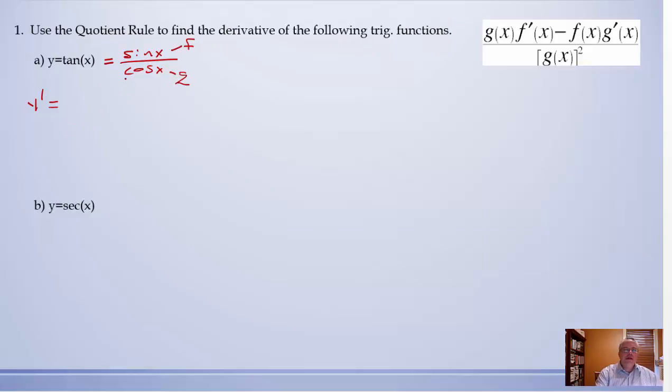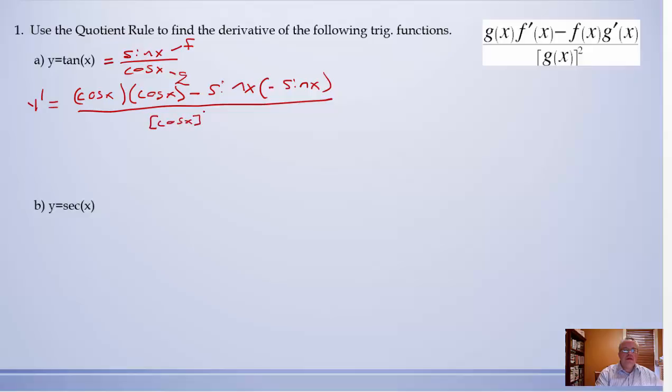So the first thing we need is g of x in the numerator. That would be cosine of x. That's going to be multiplied by f prime. The derivative of sine of x is cosine x, so we get another cosine of x, minus f, which is sine of x, times g prime, the derivative of cosine of x, which is minus the sine of x. All divided by g of x squared, so cosine of x squared.